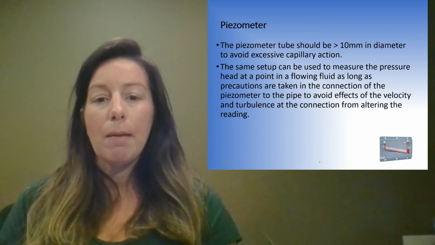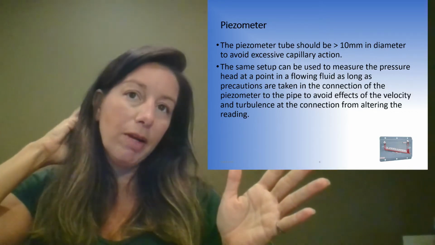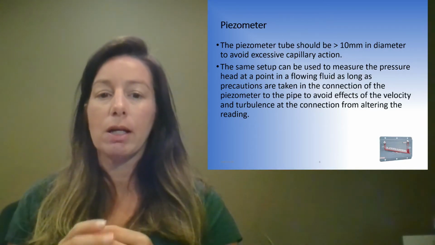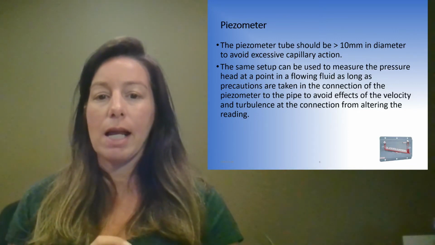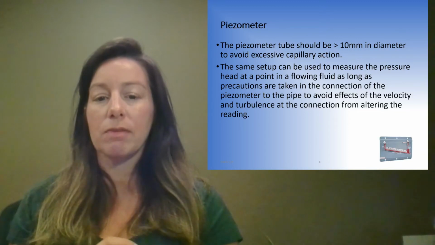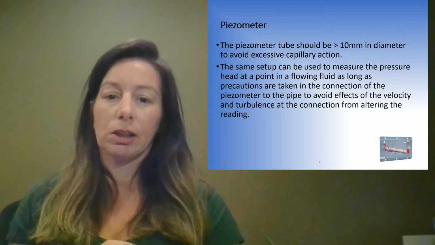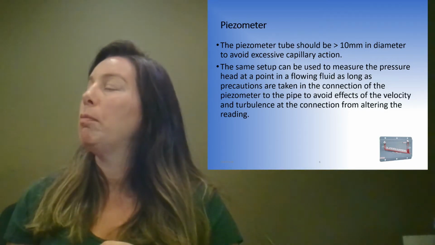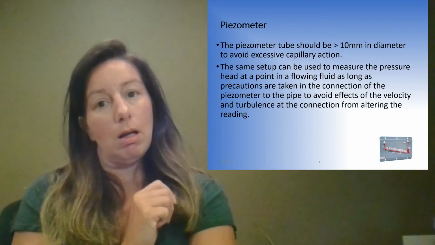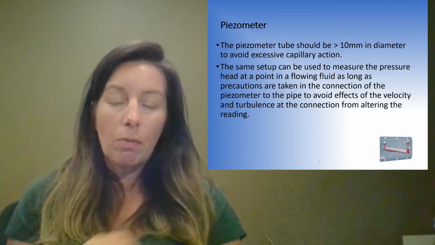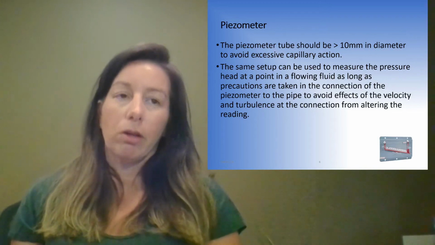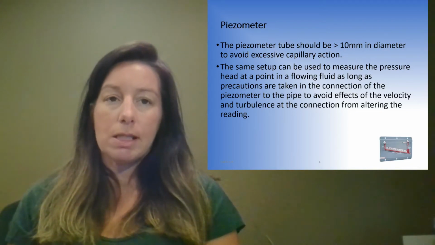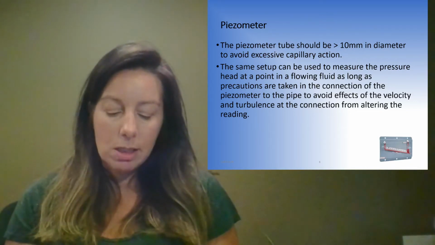The same setup that we learned in the last video can be used to measure the pressure head at a point in a flowing fluid, as long as precautions are taken in the connection of the piezometer to the pipe to avoid effects of velocity and turbulence in the connections altering the reading. So if you put a piezometer down a pipe, like we talked about how there's water flowing in pipes under the ground in urban areas. Generally, you probably have had to deal with some of this in some of your courses just by looking at pipes.